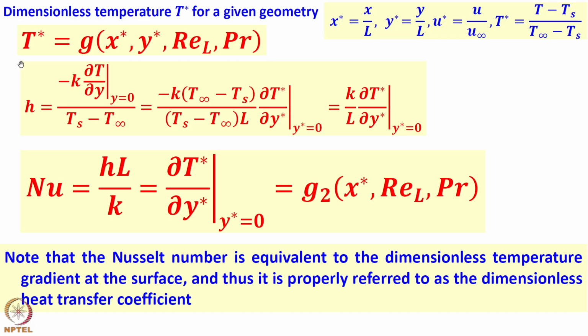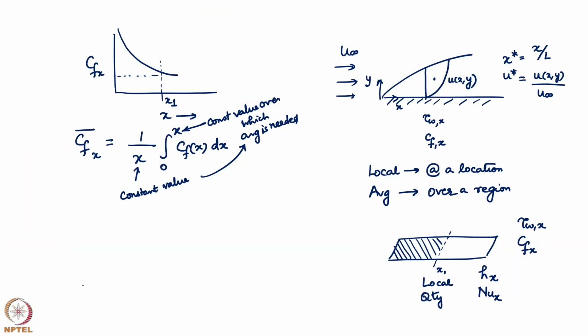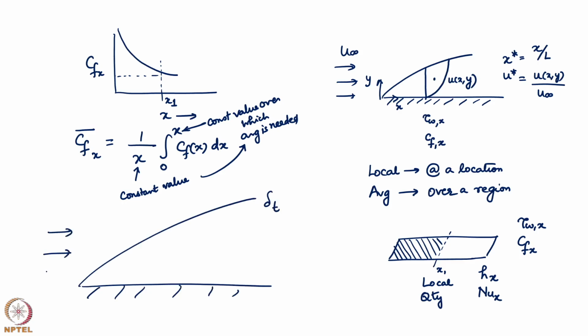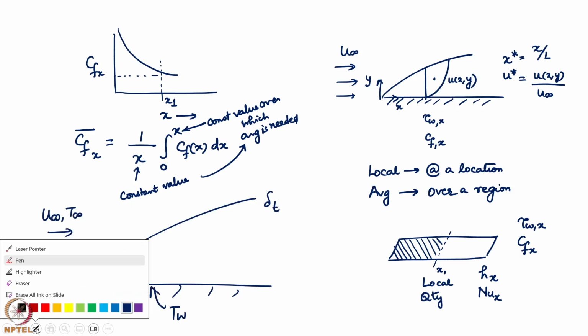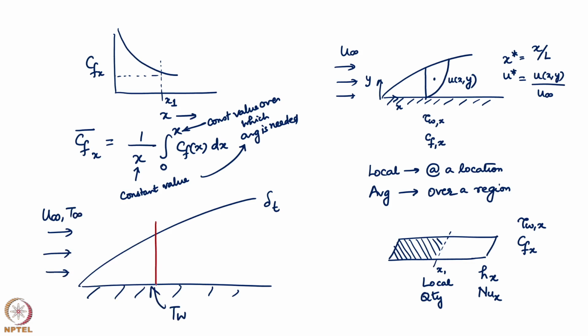So if temperature local, I'll just go back to my slide. If this is my thermal boundary layer which is going to be formed, this is my delta T, this is U infinity comma T infinity, and this is my local wall temperature T wall. So if I were to draw the temperature profile at a given location, T wall greater than T infinity, this is the temperature profile, a local value T of X comma Y.